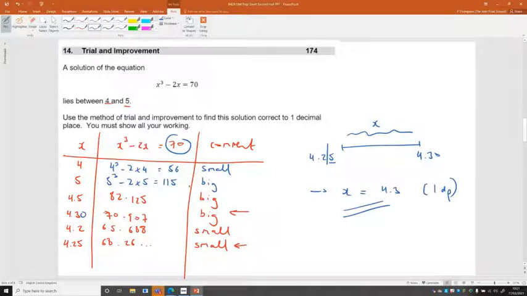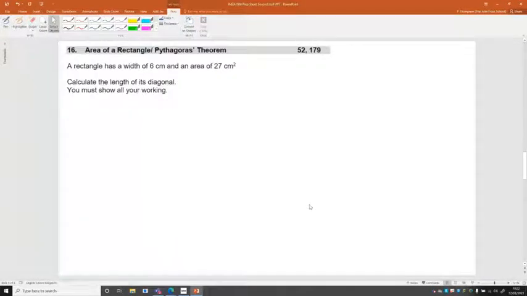And we're done. So put your numbers in, draw your picture at the end, make the smart choice, and you can't go wrong. Okay, question 16. Remember, there was no question 15. We've omitted question 15, okay? So this one, a rectangle has a width of 6 and an area of 27. Right, okay. So first thing I'll do is draw a picture.